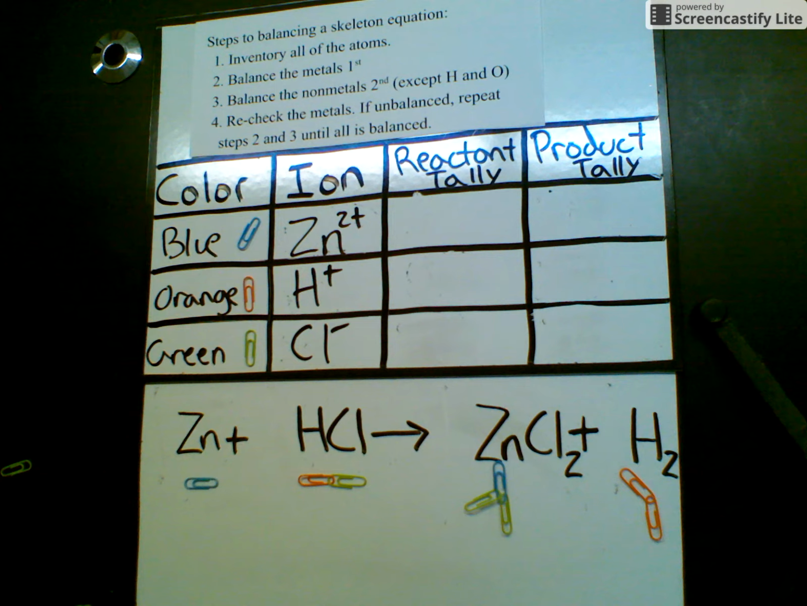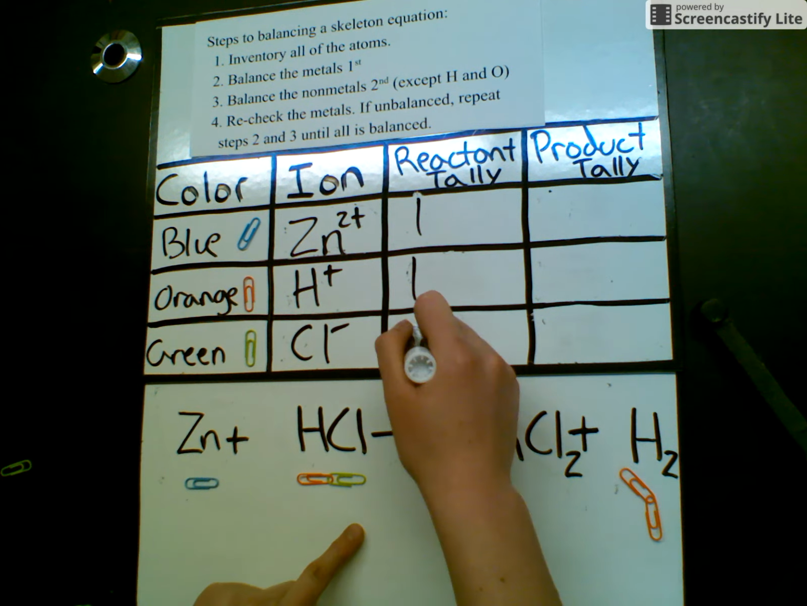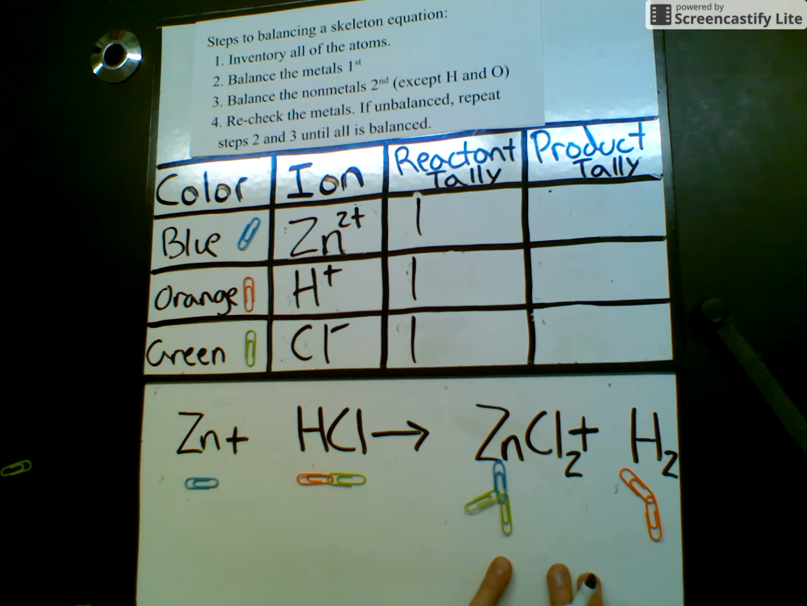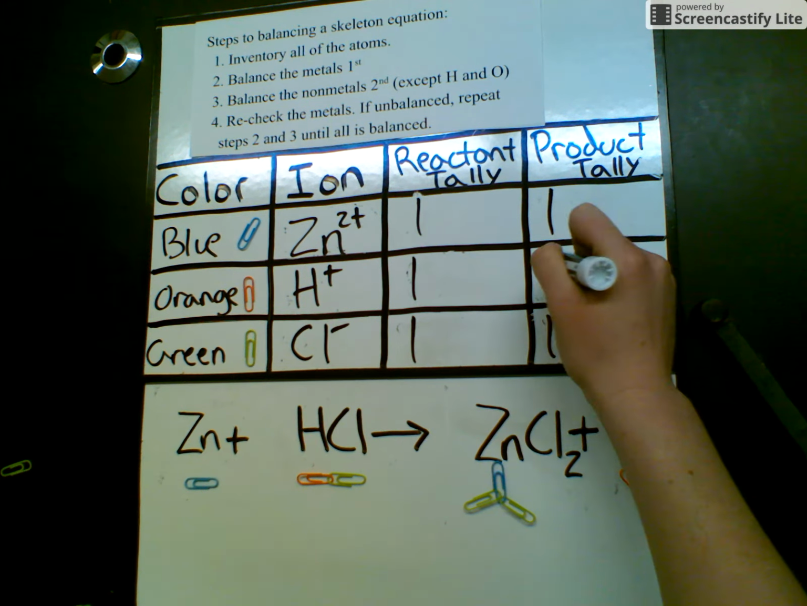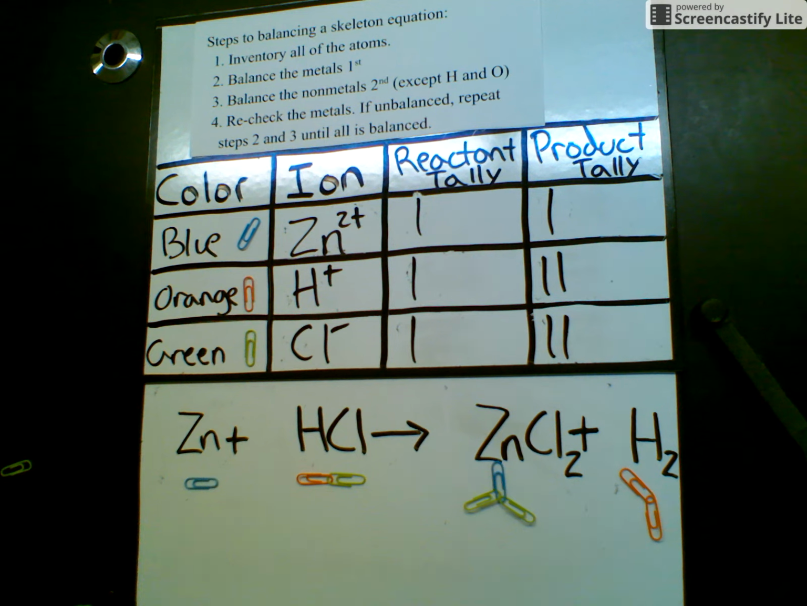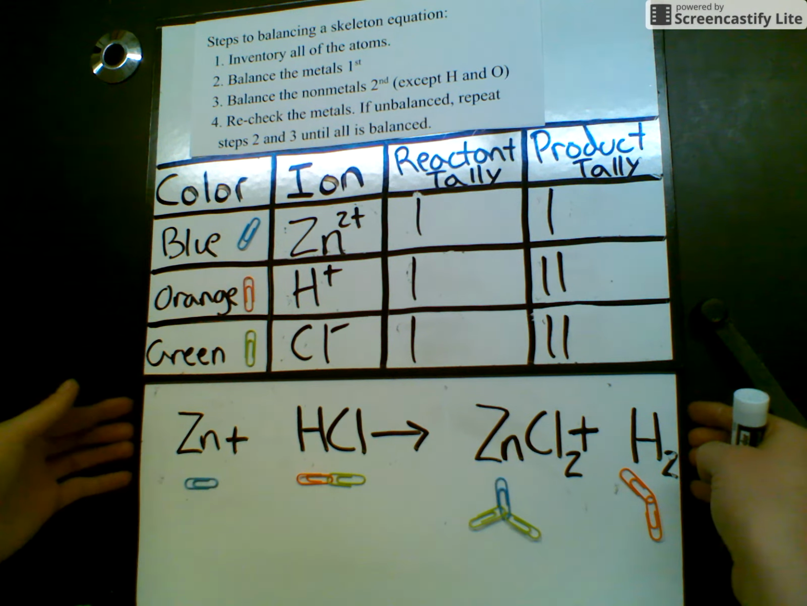Over here, I only have one zinc. I'm going to go ahead and keep that in my tally. And I have one hydrogen, as well as one chloride. On the product side, I have still only one zinc total, but I have two chlorides and two hydrogens. So this is what our model looks like, and this is our tally at this point. So far, so good. Now, when we show a skeleton equation like this, it's not balanced.